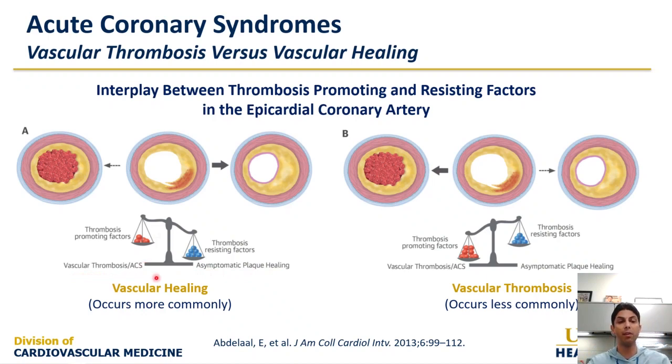Vascular healing, by and large, occurs more commonly. However, we can have the opposite situation where a patient can undergo plaque rupture where thrombosis promoting factors have more importance as compared to the thrombosis resisting factors. In this case, vascular thrombosis will take place and a patient will suffer an acute coronary syndrome. Again, this occurs less commonly. Vascular thrombosis occurs less commonly, but it's this imbalance, I should say, rather than a balance, that's responsible for an acute coronary syndrome.